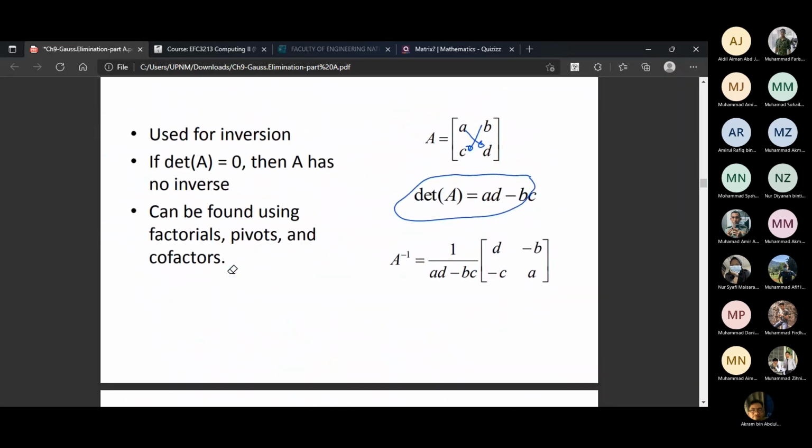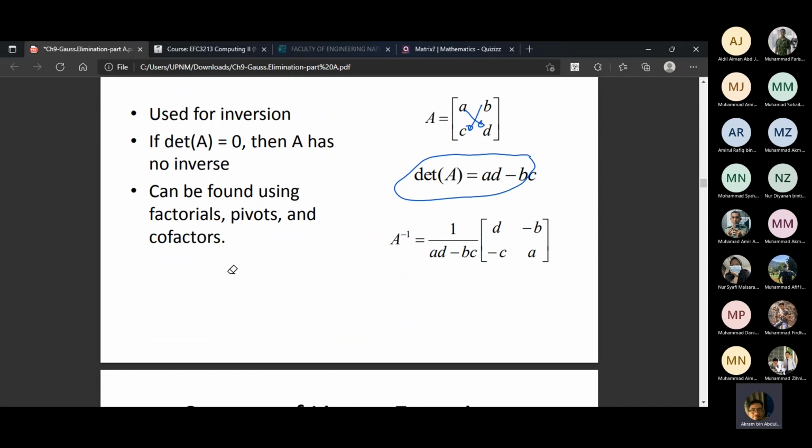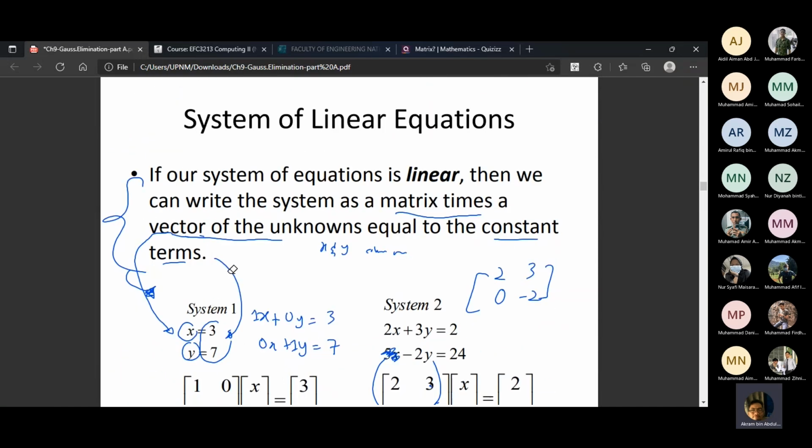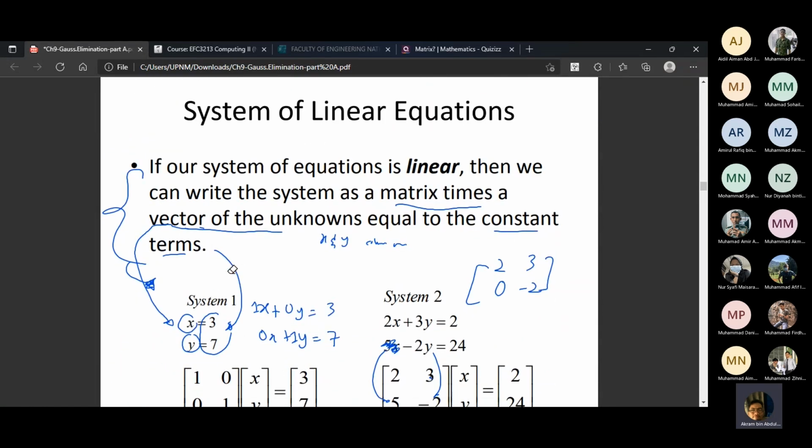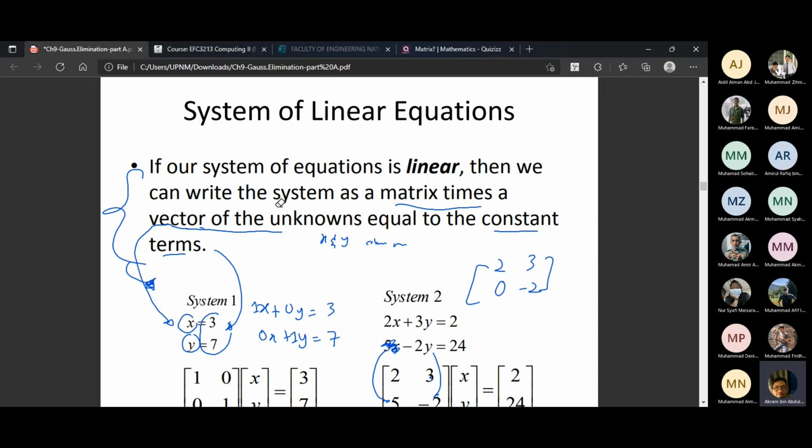Okay. Alright. So habis dah flashback untuk matrix. Okay. Ada soalan pasal matrix?